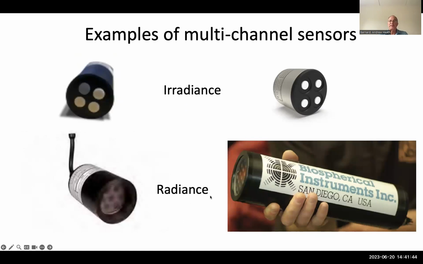The lower half shows a couple of different multispectral radiance sensors. You see a glass window in front of that. And in this version, I think that's 7 different Gershun tubes to measure the discrete wavelength bands. This one is an instrument from Biospherical, which has 19 channels.